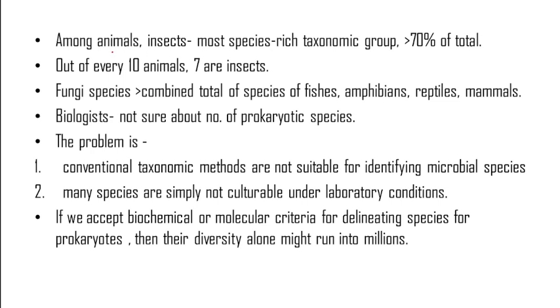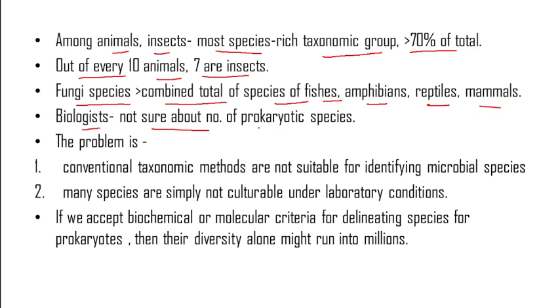Among animals, insects, most species are present in these two groups. These are the rich taxonomic groups with more than 70% of the total organisms. Out of every 10 animals, 7 are insects. Fungi species are more in comparison to the combined total of species of fishes, amphibians, reptiles and mammals.